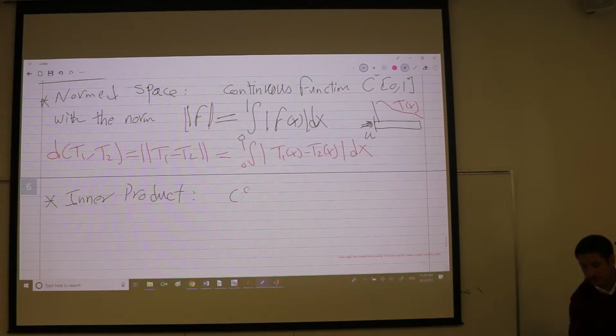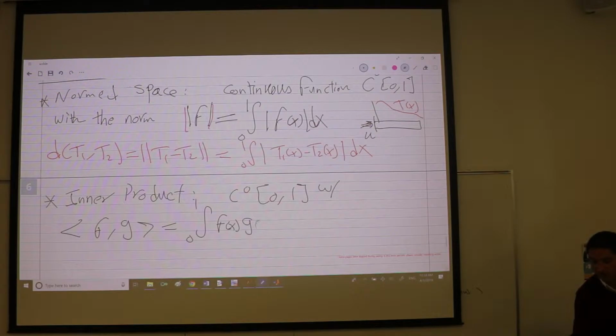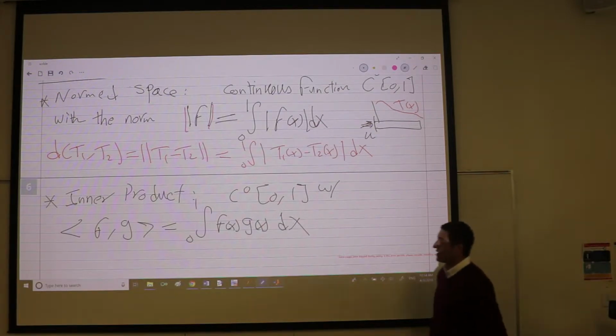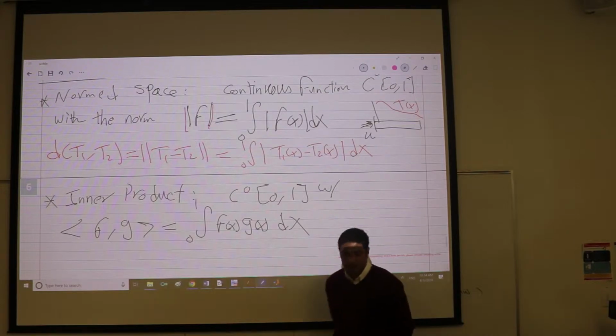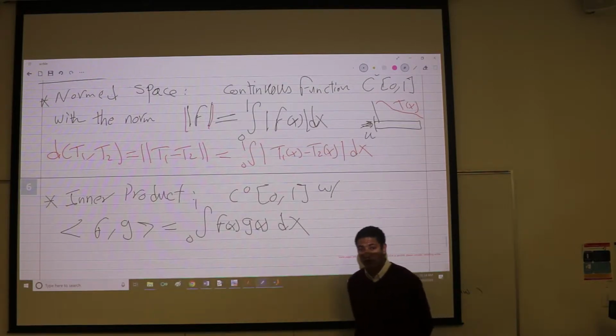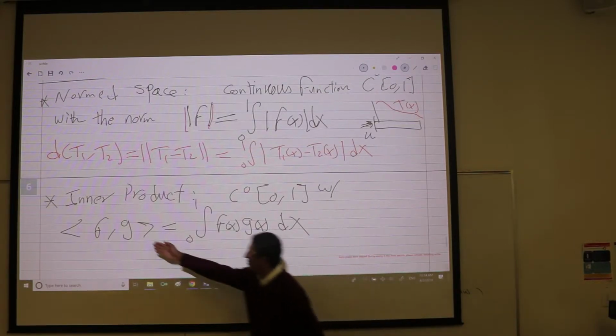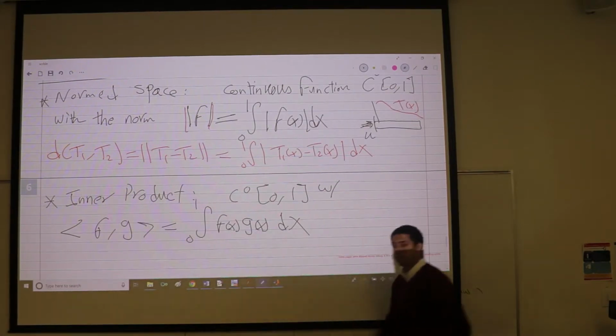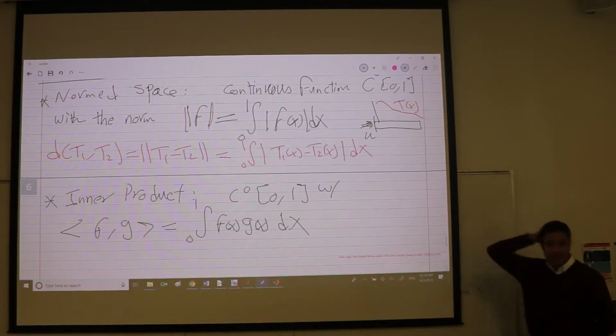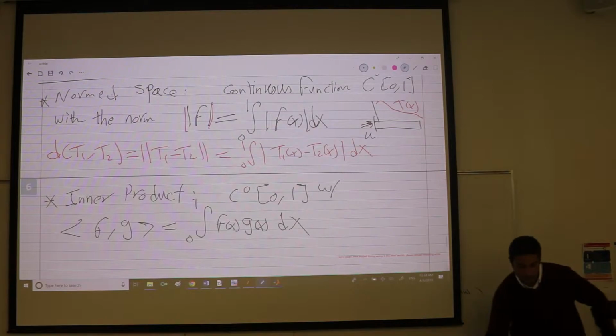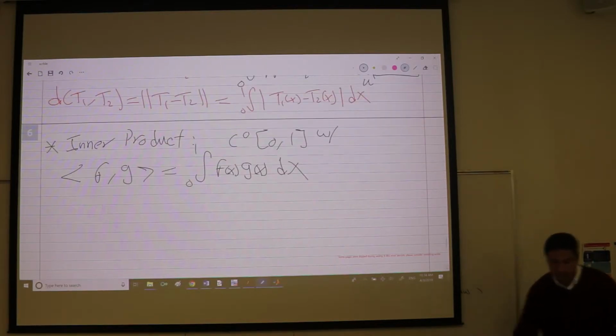Now, an inner product space. Again, I'll give you C0, 0 to 1, with the following inner product. The inner product between f and g is the integral from 0 to 1 of f of x, g of x, dx. This is an inner product. So if you want to check if two functions are orthogonal or not, well, I compute the dot product and I see if it's close to 0 or not. This gives you the angle between them, right?